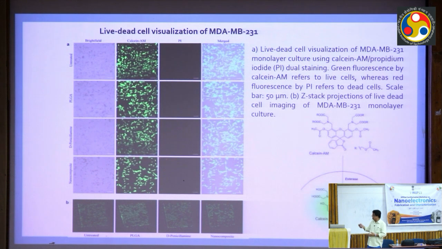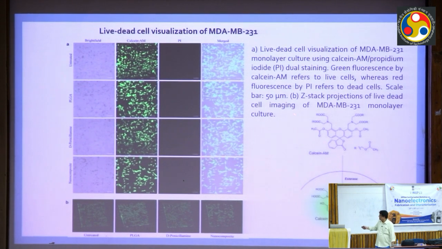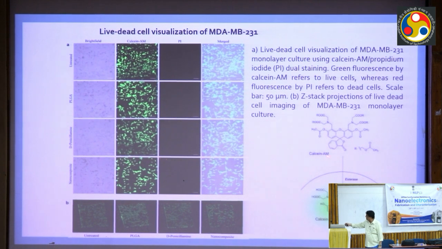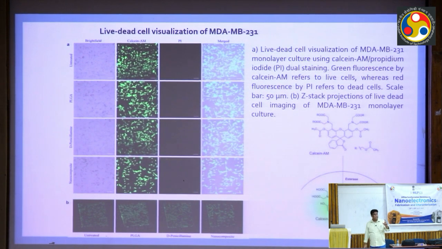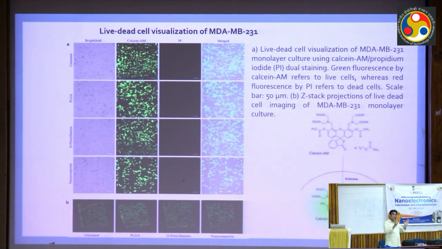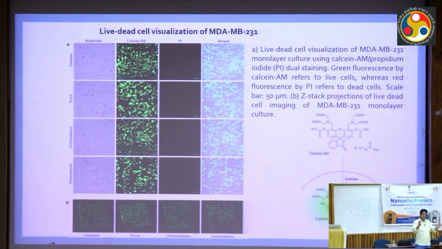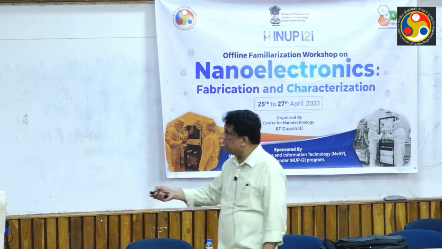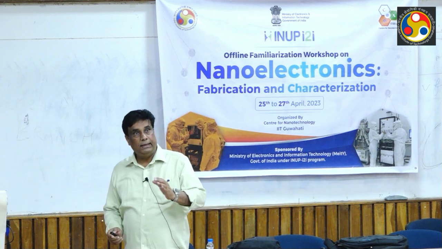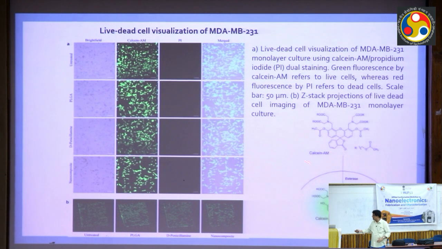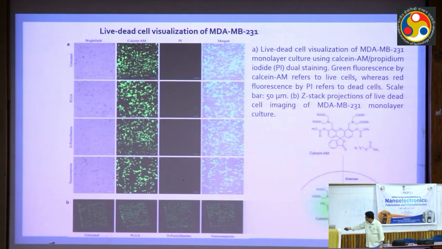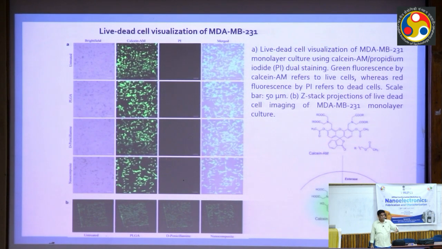Let us see the live and dead visualization of cancer cells in this process. I will explain to you, the slide is very complex, but first you see what is written over here. Calcein AM is a dye, which is an ester form of the dye. AM is an ester form, right? That dye normally is a non-fluorescent dye. So if you treat some of the cancer cells with a drug and then allow the dye, calcein AM, to enter into the cells, there are a lot of esterase enzymes inside the cells.